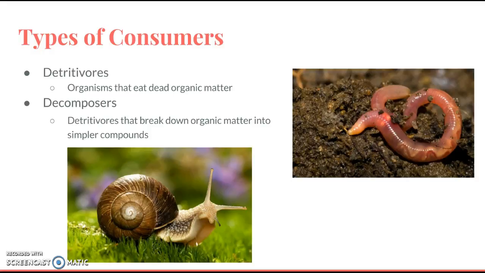Another type of consumer is going to be your detritivore, and this is going to be an organism that eats dead organic matter. Dead organic matter is any type of plant or animal that has died, and its decaying body is going to be dead organic matter. One that you probably are all really used to hearing are decomposers. Your decomposer is going to be a detritivore that breaks down organic matter into simple compounds. It's important to know that your detritivores, your decomposers, really help the cycle of the energy.